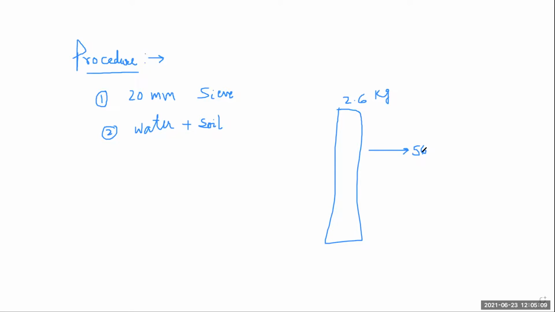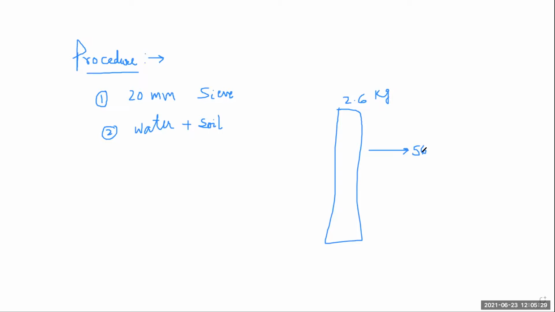Next, we remove the base plate and invert the cylindrical mold. Then it is clamped to the base plate. Basically, the surcharge weight of 2.5 kg is placed on the top surface of the soil. The mold containing the specimen is placed in position on the testing machine.